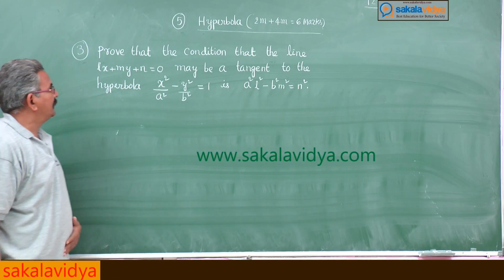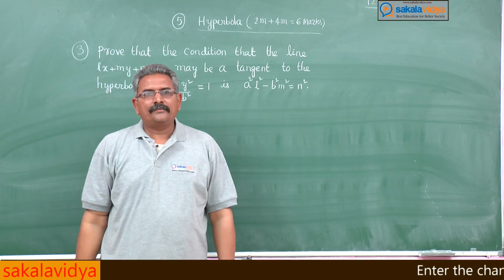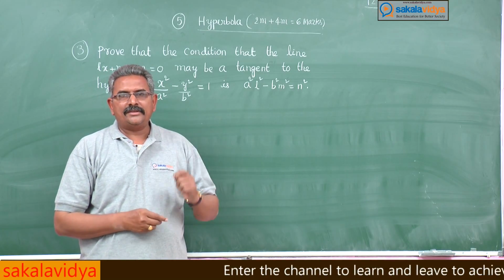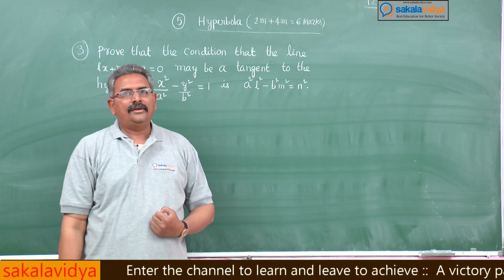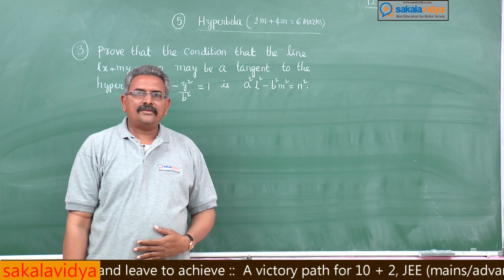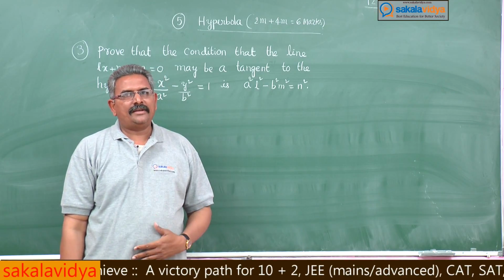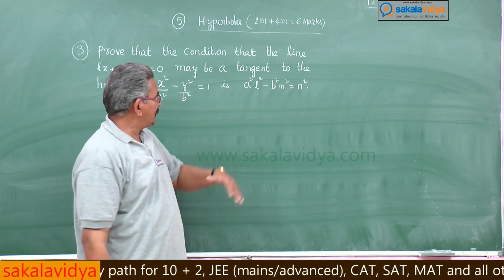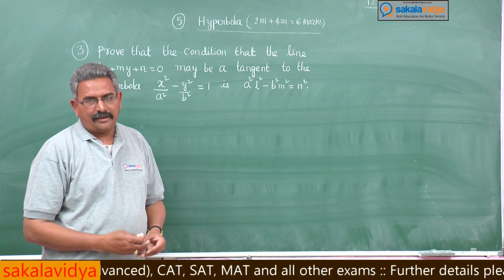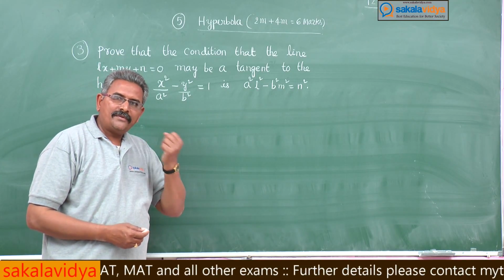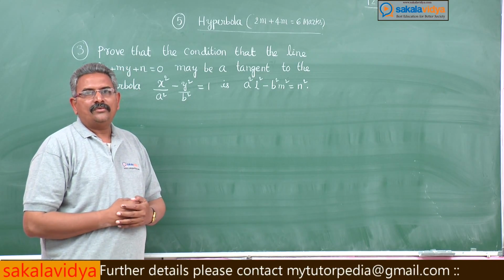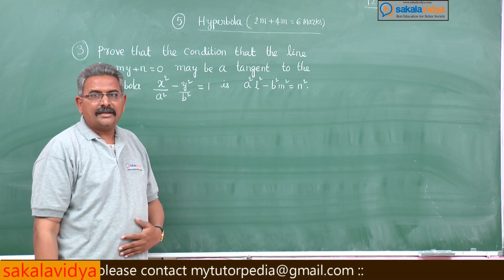Okay. So, now this problem we have to solve using the condition for tangency to the hyperbola. So, what is the condition for tangency? We know that c square is equal to a square m square minus b square. That means first the given equation of the line should be put in the form of y is equal to mx plus c, get the values of m and c, substitute in the condition for tangency, and we get the required condition. Okay, let us do it.